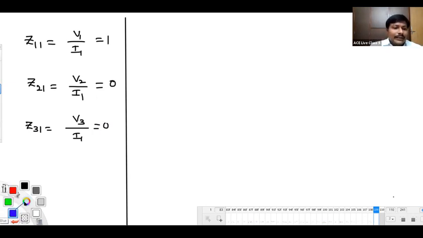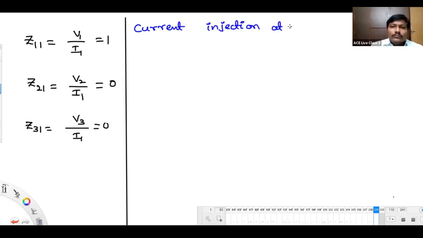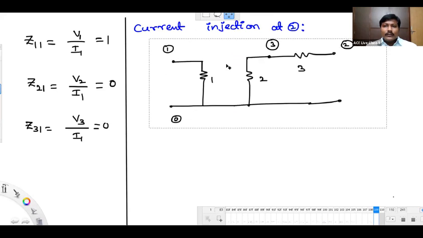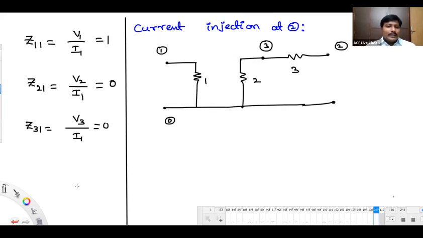Current injection at node 2, or you can say at bus 2. So let me keep that network now. This is your diagram, and you keep this current source at bus 2, something like I2 here. Keep this current source as I2.